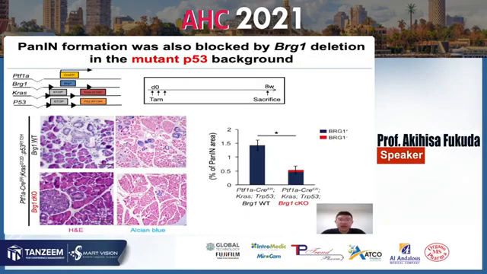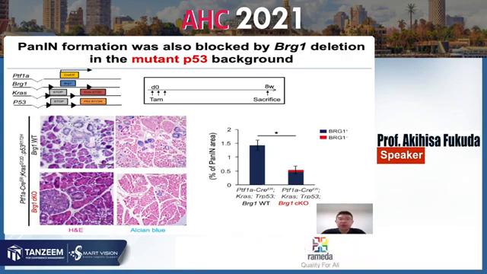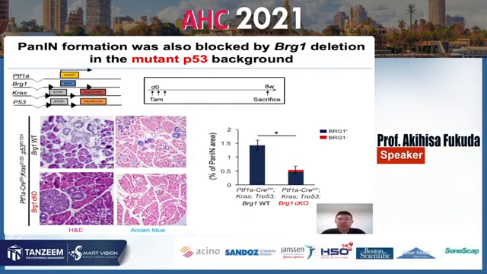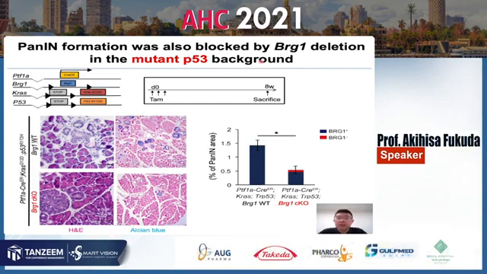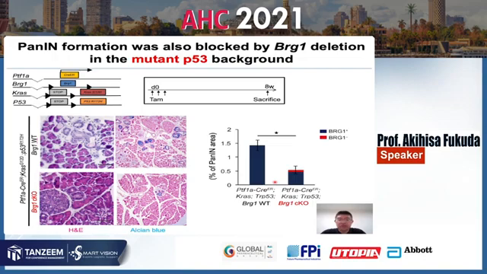Next, we examined whether BRG1 is critical for PanIN formation in the mutant p53 background. As shown here, PanIN was significantly decreased in BRG1 knockout mice compared to controls in the mutant p53 background as well. Again, BRG1 was... PanIN is observed in BRG1 knockout mice only in BRG1-positive escapers, indicating that BRG1 is also critical for PanIN formation in the mutant p53 background.